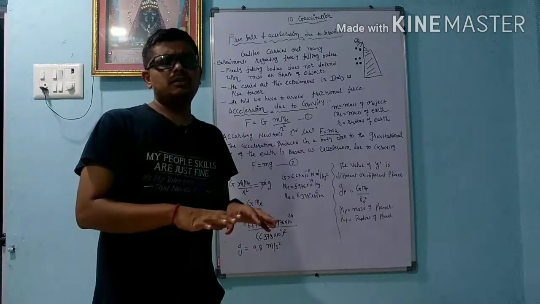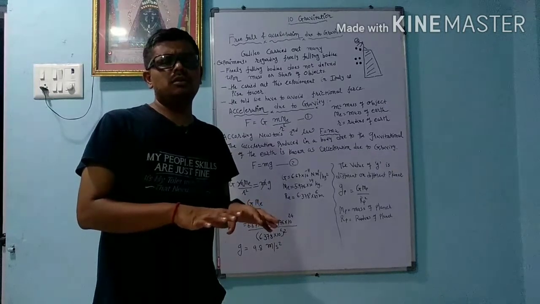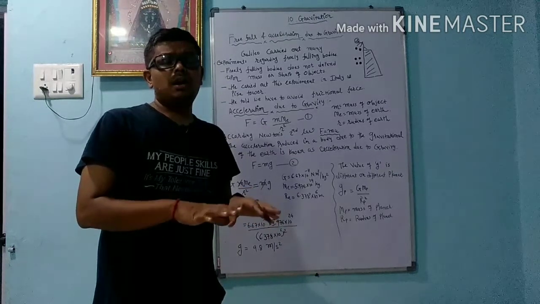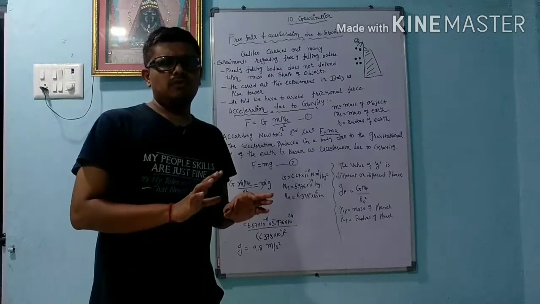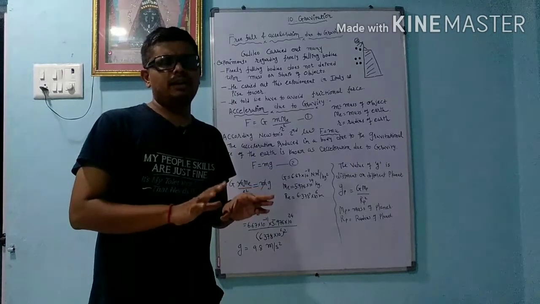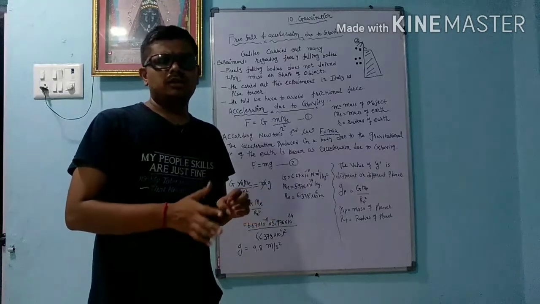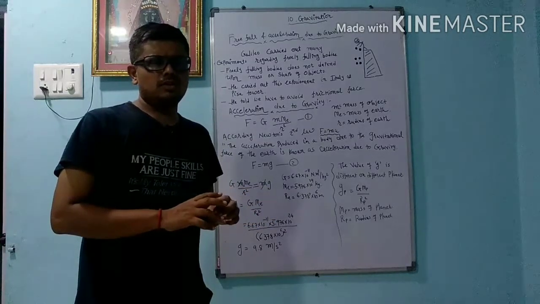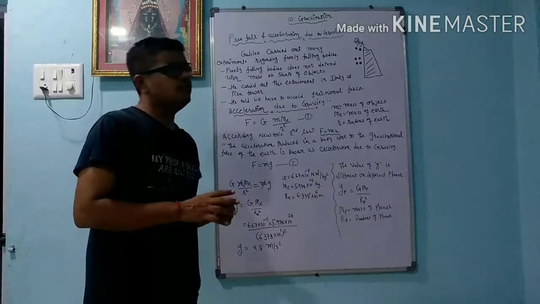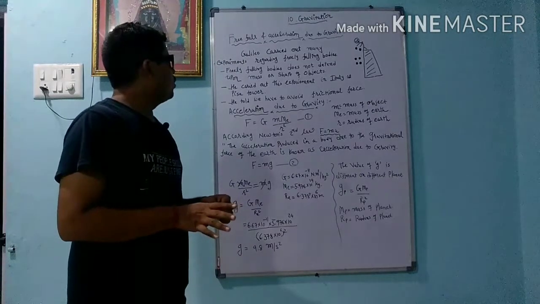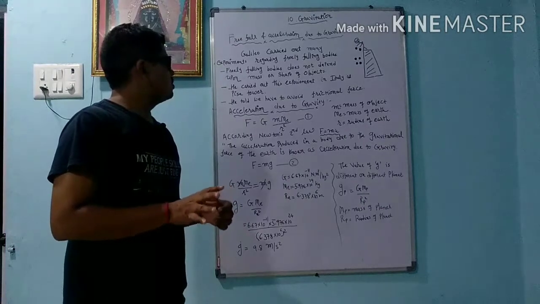gravitational acceleration never depends on the mass or shape of the object. It is always constant for a particular planet. Like on Earth, it is constant, and on another planet its value is constant. Galileo carried out many experiments regarding freely falling bodies. A freely falling body does not depend upon the mass or shape of the object.